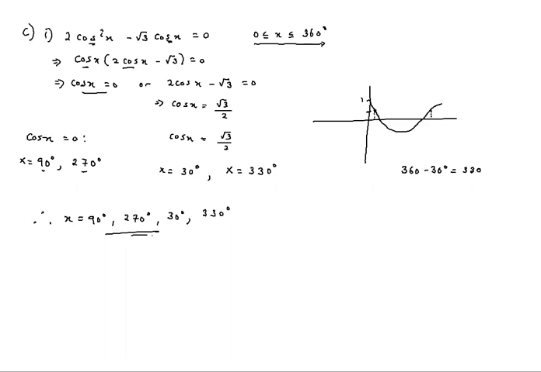Then from there, you look at which angles give me root 3 over 2. The first one is 30. From 30, that is a positive angle. So again, you go in the fourth quadrant where cos is positive and use theta as a reference angle so that you get 330. That's all.